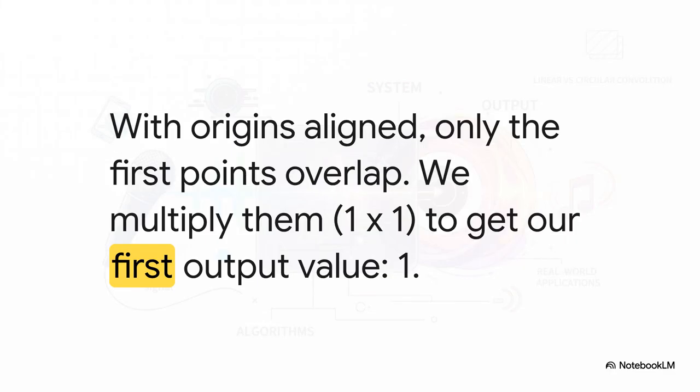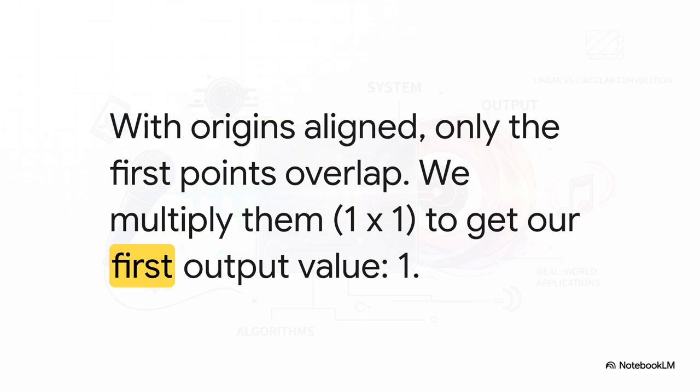Okay, so let's say our input signal is the sequence 1, 2, 3, 4, and our impulse response is 1, 2, 1. Step 1, we reverse the impulse response. In this case, it actually stays 1, 2, 1. Now, we line them up at their starting points.